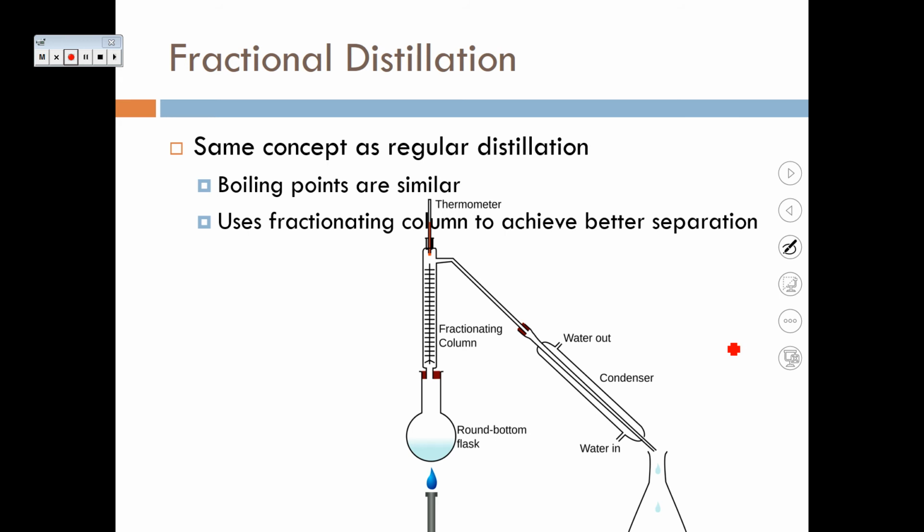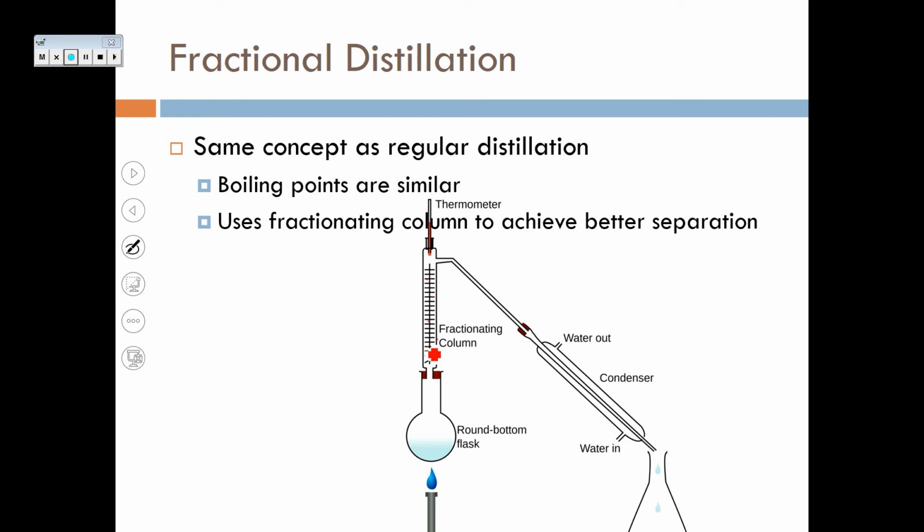Fractional distillation is a type of distillation that is used when you have boiling points that are similar. So like I said before, if you have a boiling point of 100 degrees Celsius mixed with something that has a boiling point of 95 degrees Celsius. The problem with using regular distillation is that sometimes what you collect over here may not be 100% of solution A, or of liquid A. So by using something called a fractionating column, you are able to achieve a better separation. A fractionating column is basically a column that has a bunch of beads, for example.